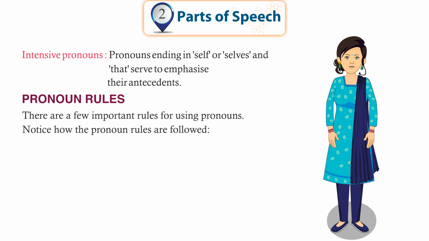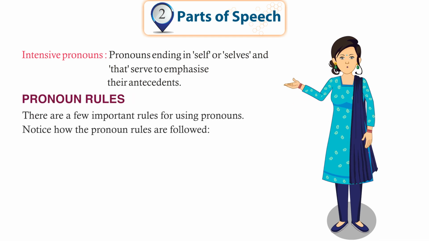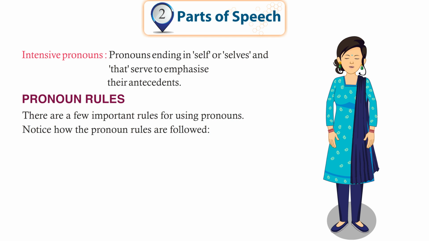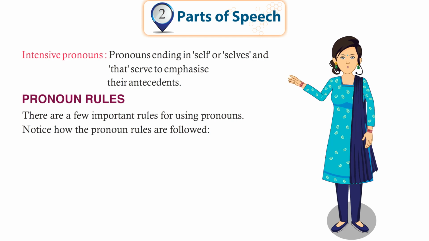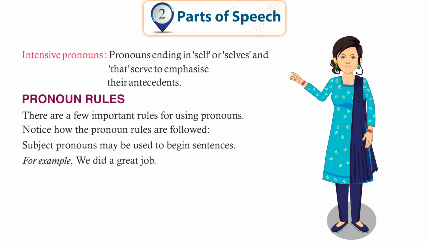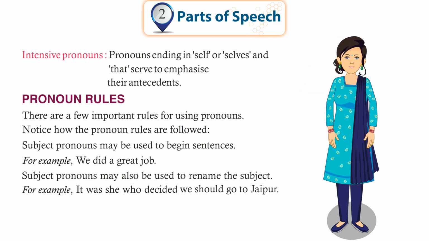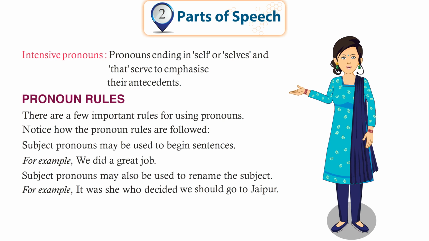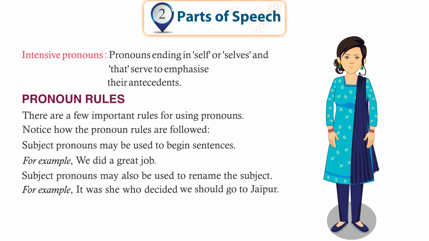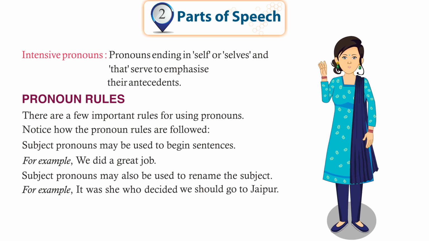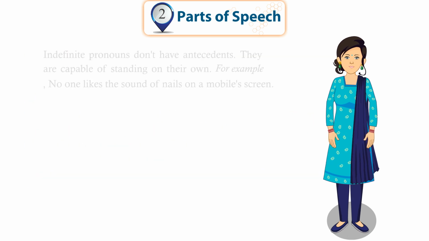Pronoun rules. There are a few important rules for using pronouns. Notice how the pronoun rules are followed. Subject pronouns may be used to begin sentences. For example, we did a great job. Subject pronouns may also be used to rename the subject. For example, it was she who decided we should go to Jaipur.